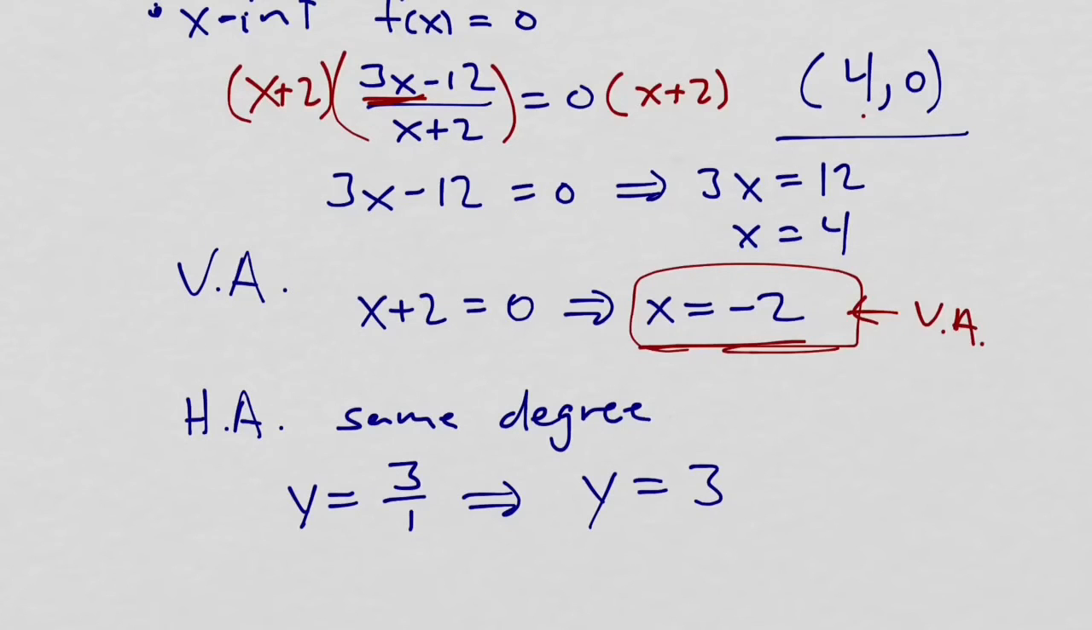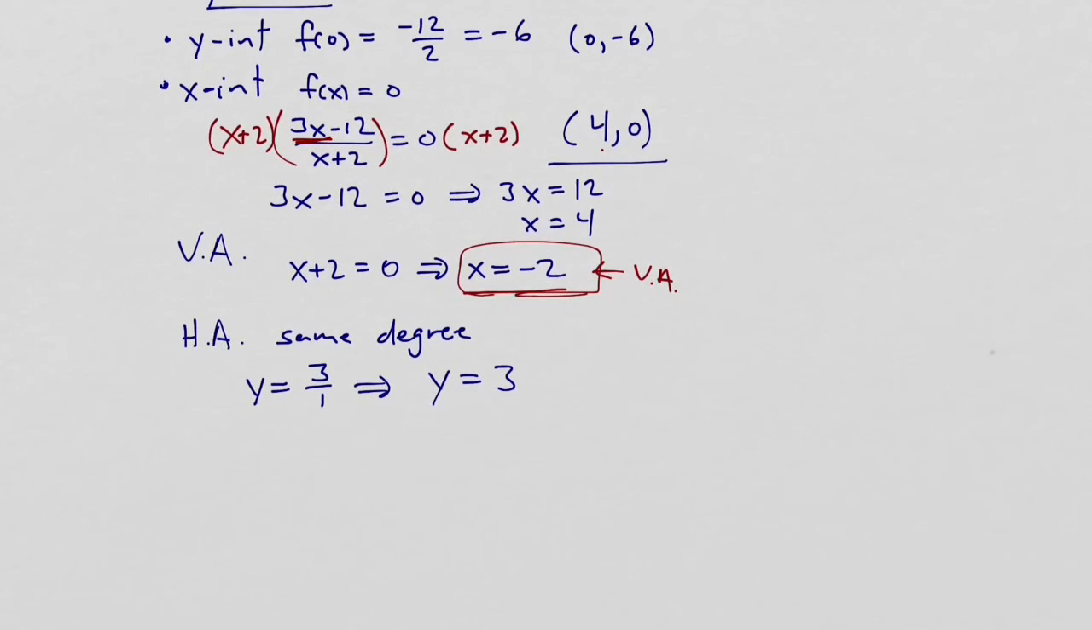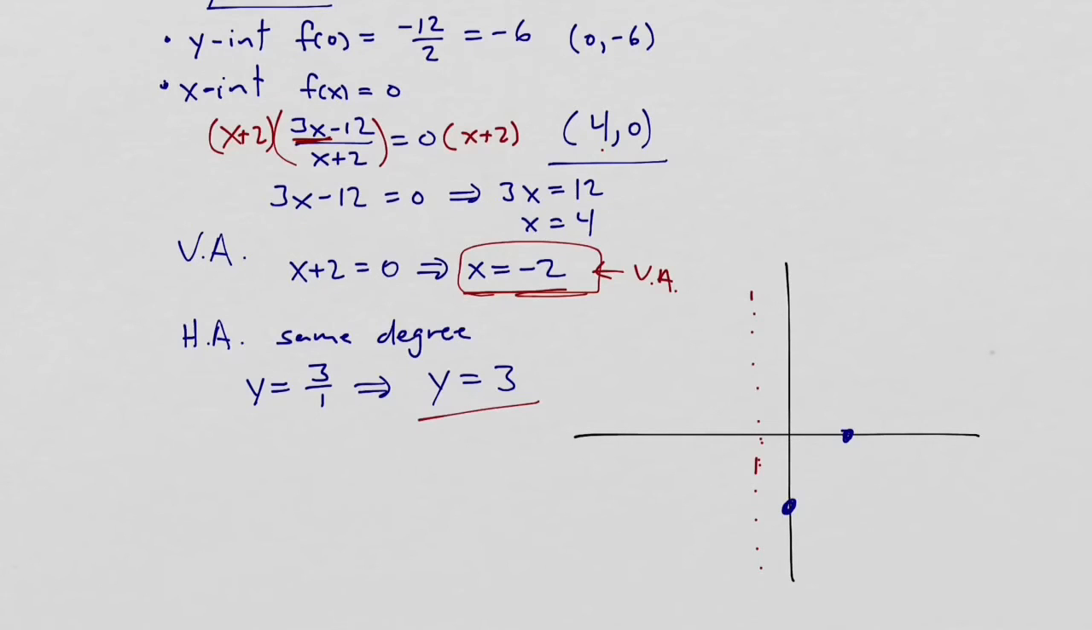So let's start making a sketch to see what we have so far. What our graph is going to look like, we have a y-intercept down at negative 6, and an x-intercept at positive 4, and we have a vertical asymptote at negative 2. And then there's a horizontal asymptote at positive 3.